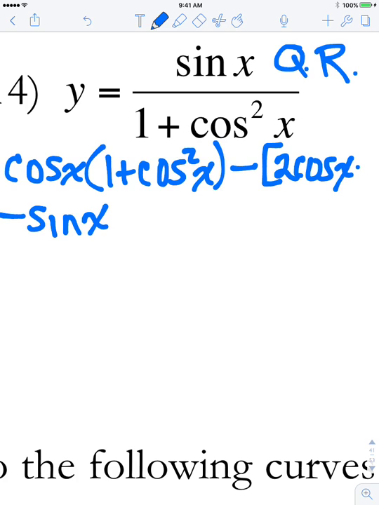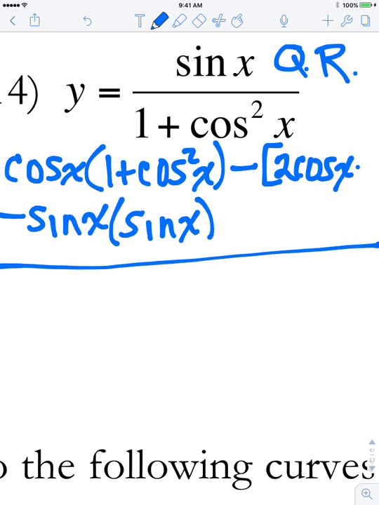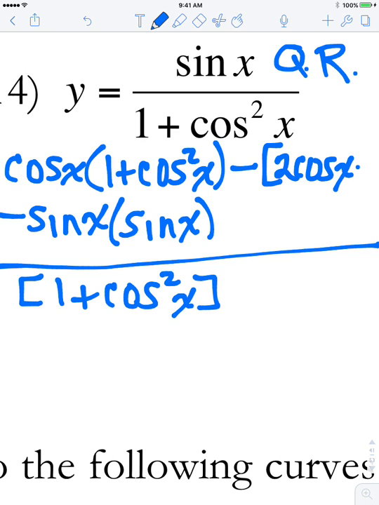And then the chain rule, what is the derivative of x? 1, so we don't have to write that. So it's the derivative of the denominator times the numerator. And this whole thing is part of the numerator. I'm sure your notebook is wider than my iPad, so this should all fit in one line. And the whole thing is over 1 plus cosine squared of x squared.